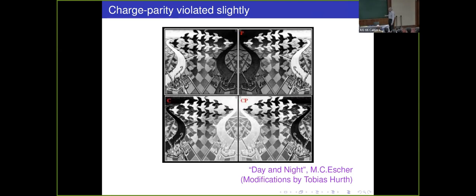And Tobias's observation was that with the original painting of Escher, there is actually some difference. And he always claimed that this was the cause of charge parity violation. Okay, that's a joke anyway, but it's just a nice thing to have mixing of art with science.